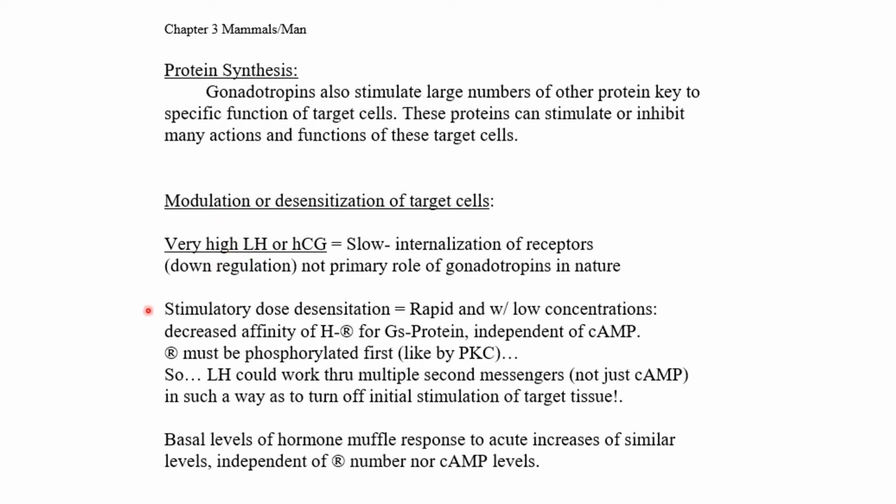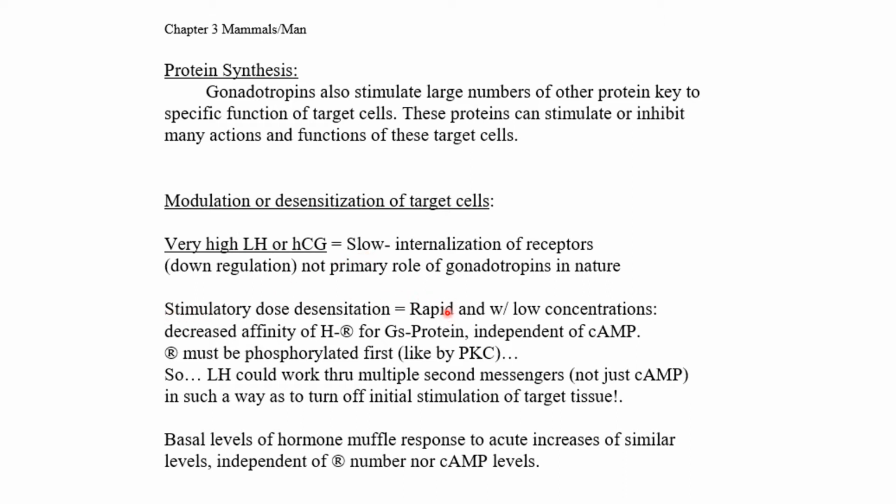Most of the time, the target cells will only receive enough signal to be stimulatory. And so what happens in those cases, when a target cell receives a stimulatory dose of a hormone like LH, for example, is that they also will desensitize over time. And this will be a lot faster, and doesn't take a lot of hormone. It's still a low concentration. So the important concept here is that desensitization or internalization of receptors can happen with very high levels, and that tends to be slower, and with lower levels it tends to be pretty rapid.